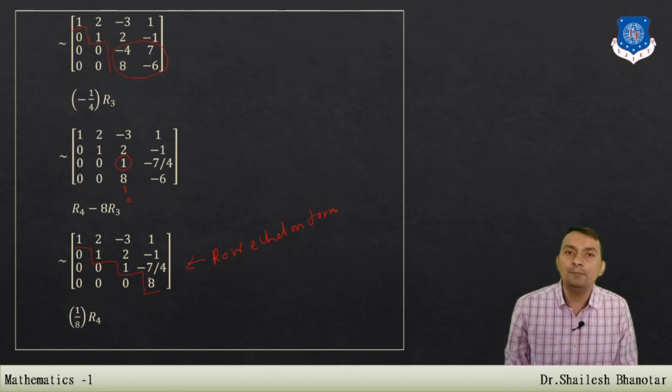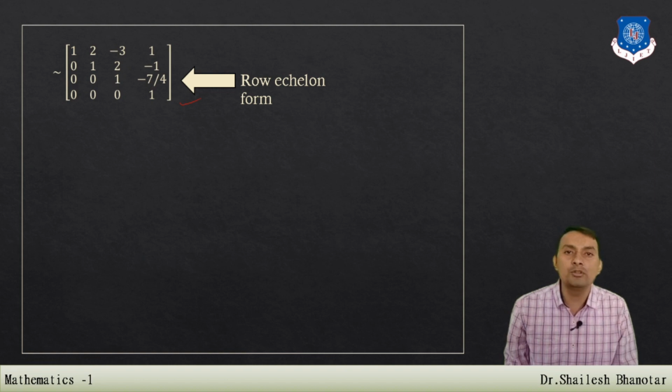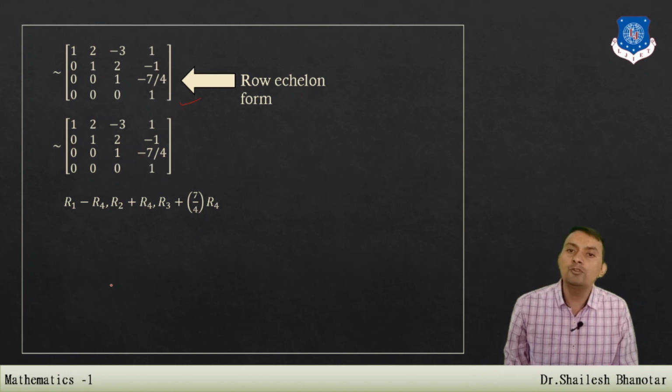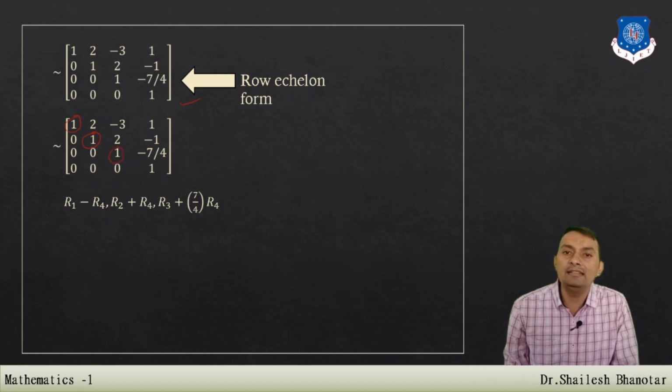Sometimes, if you want all the leading entries to be 1, then you have to divide by 8. In that case you will get this form, and this form is known as the row echelon form. And suppose you want to make it the reduced row echelon form, in that case first, each row must have the leading entry 1. And above the leading entries, whatever we have, we want to make 0, I have to make 0 here, and also I have to make 0 here.